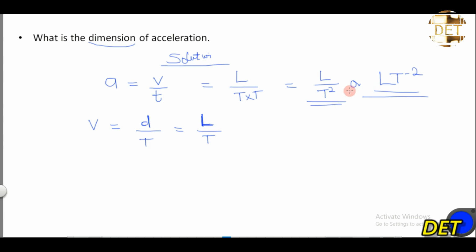Both are correct, right? So let's dash to the next question that we have here. What is the dimension of work done?